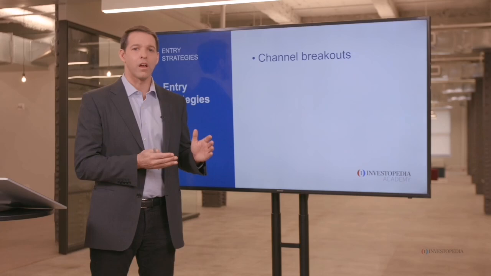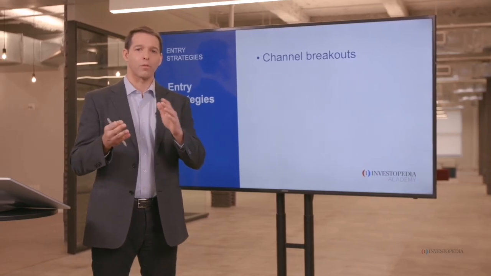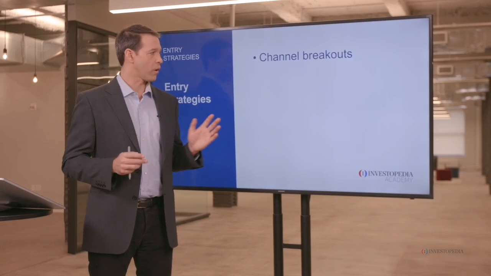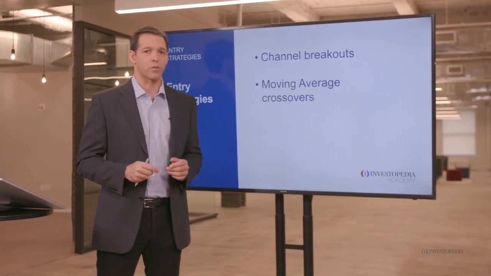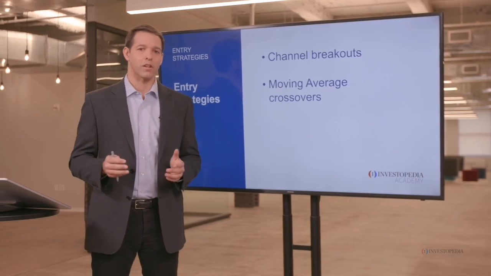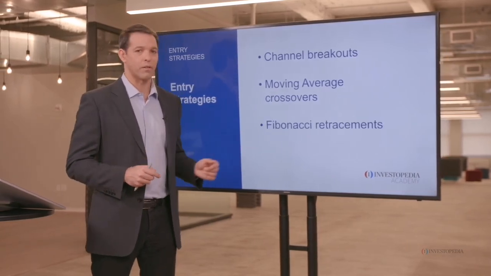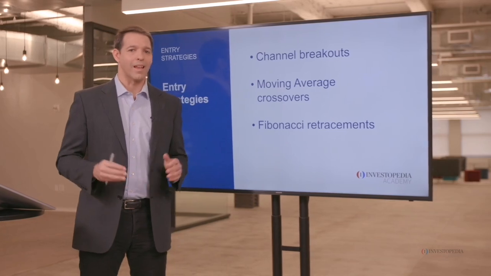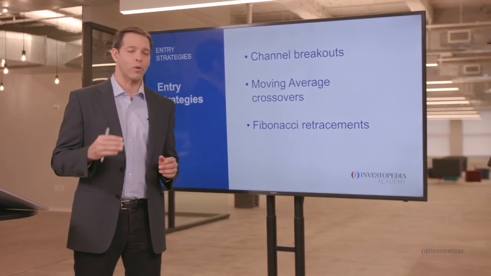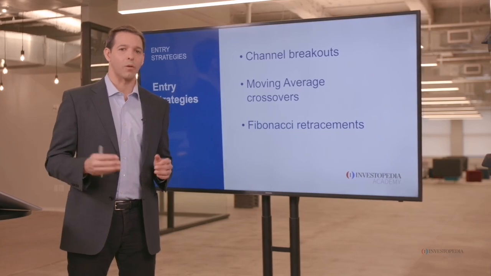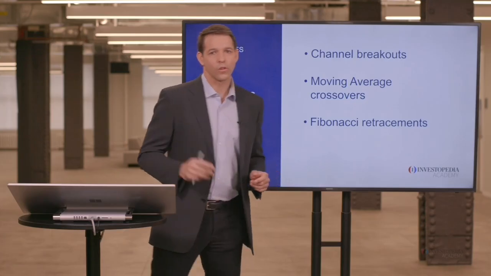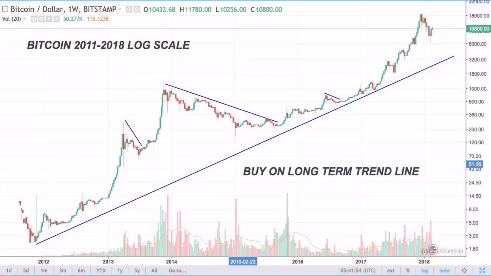And this happens when a trend, which is either going up or down, starts to accelerate one way or another. Next are moving average crossovers, and this can indicate a change in direction of the trend. And lastly, we'll look at Fibonacci retracements. And these are great for figuring out what support levels to buy at when the market pulls back. So let's get into some of these charts right now.